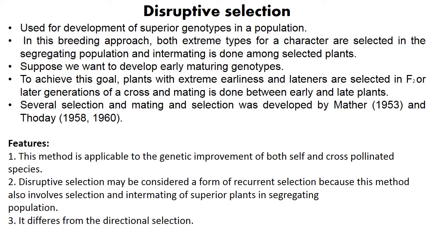The features of disruptive selection: the method is applicable to the genetic improvement of both self and cross-pollinated species. Disruptive selection may be considered a form of recurrent selection because this method also involves selection and intermating of superior plants in a segregating population. It differs from directional selection, where only one kind of plant is selected, for example tall or dwarf, but in disruptive selection both tall and dwarf plants are selected. That is the differentiation between disruptive and directional selection.